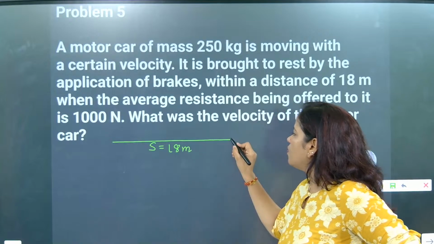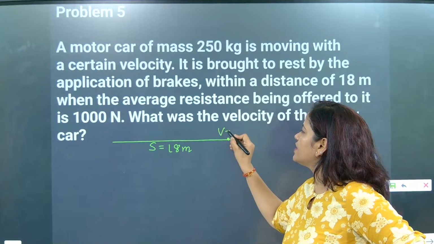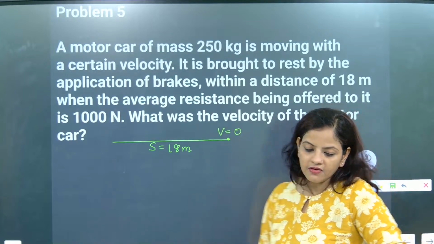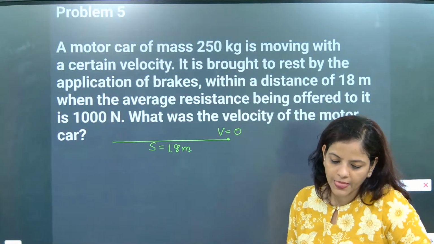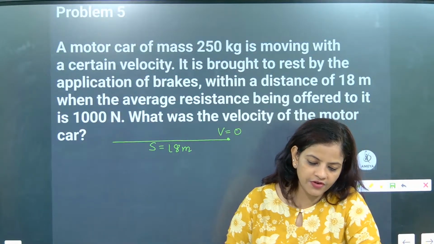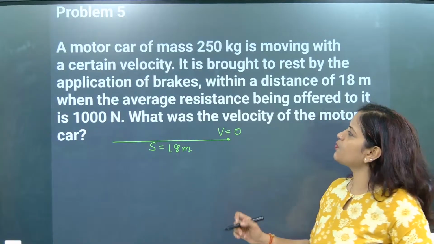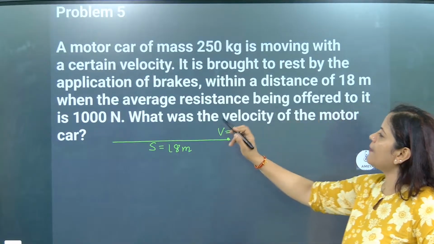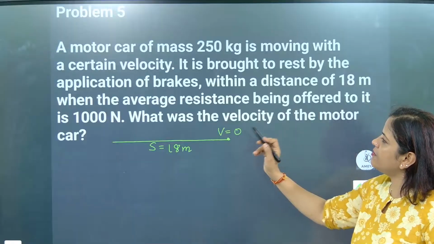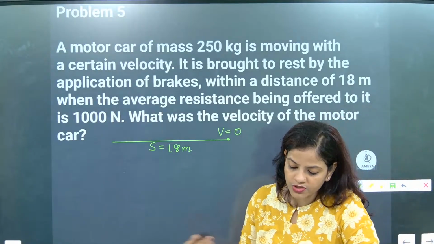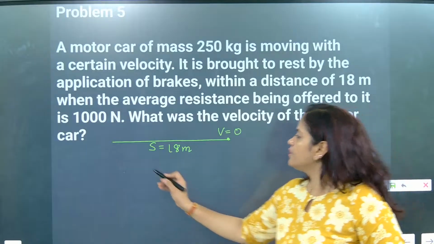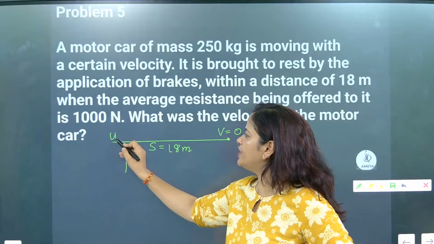What is the final velocity? Since the vehicle is stopping, the final velocity is 0. What was the initial velocity? We don't know the initial velocity. It is brought to rest by application of brakes within a distance of 18 meter. And what was the force offered to stop it? So u we don't know.